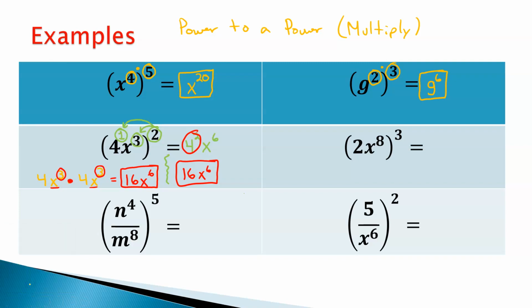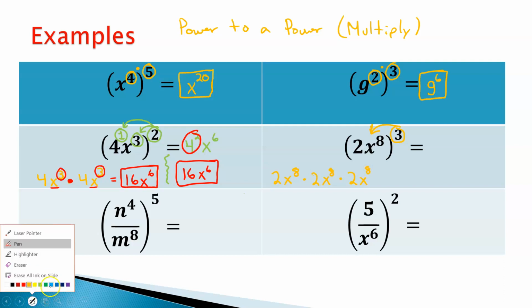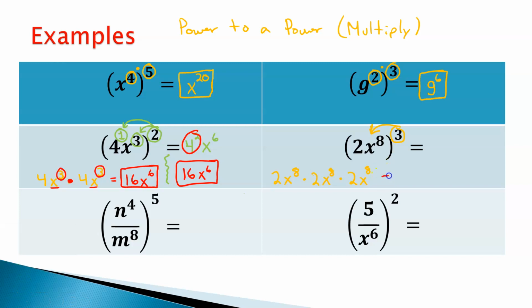If I do it the longer way here, this means that we have how many copies? We have 3 copies of everything that is inside. So let me actually expand this out. 2x to the 8th times 2x to the 8th times 2x to the 8th. Now notice sometimes it's a little bit easier to use the other way, especially if that 3 was a much larger number. So what can we actually do next to simplify this? Well, what's 2 times 2 times 2? Well, 2 times 2 is 4. 4 times 2 is 8. This would give us 8.